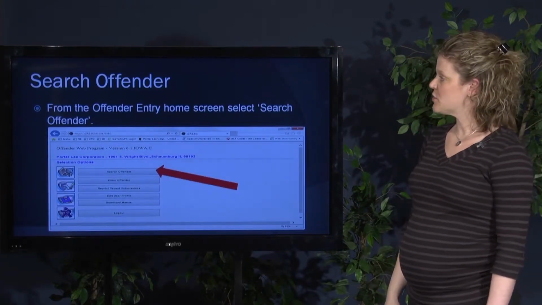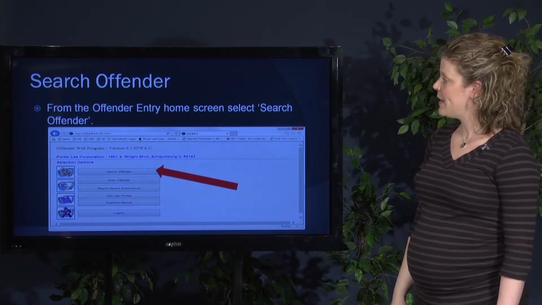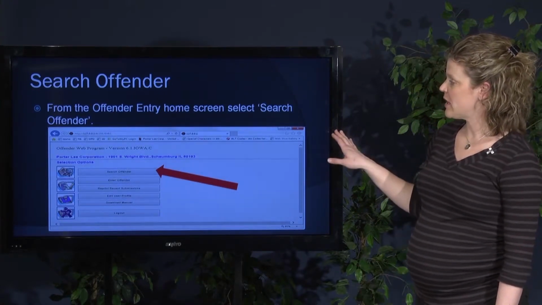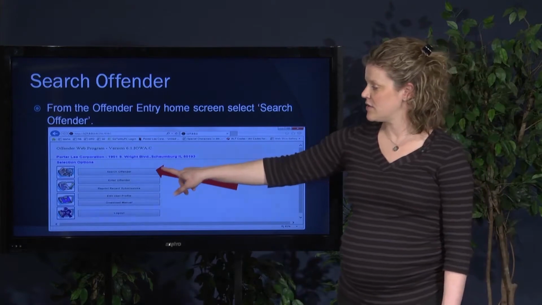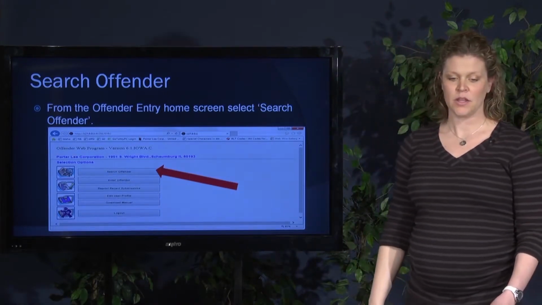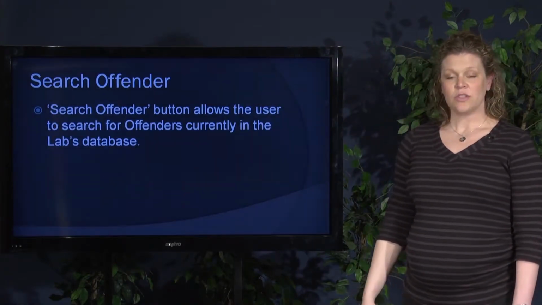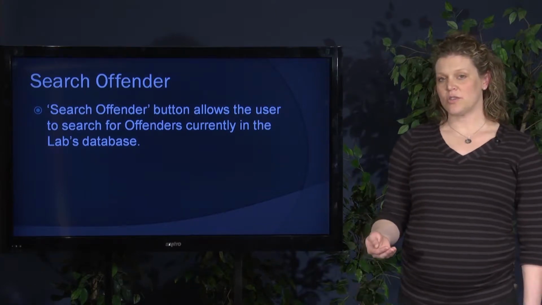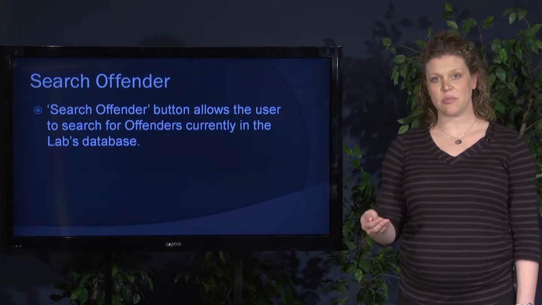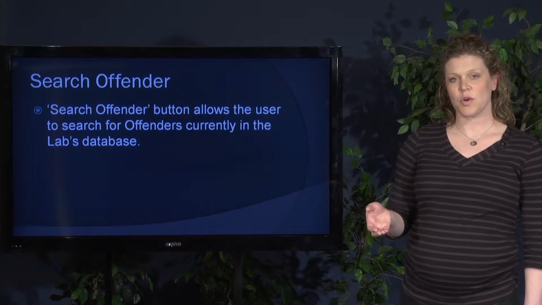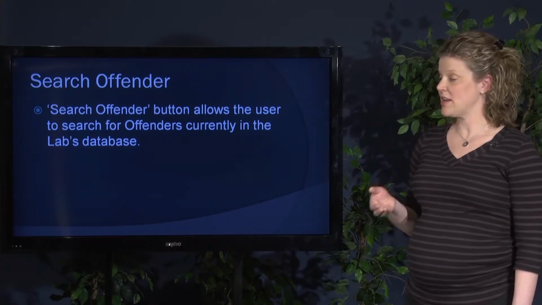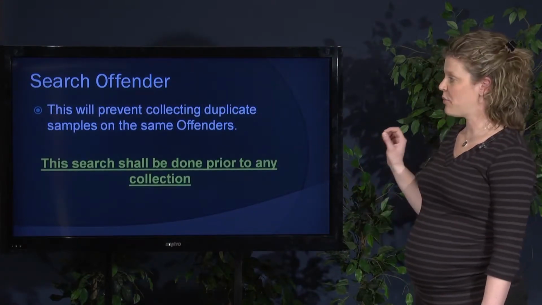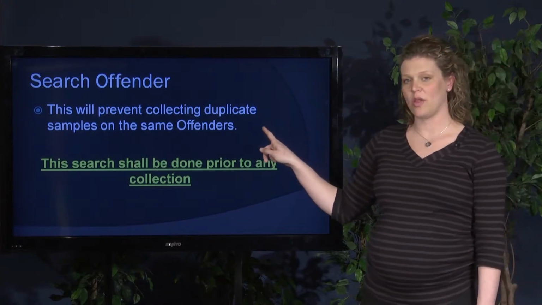All right, so let's start with search offender. From the offender home screen, we're going to go ahead and select the search offender button. What that's going to do for us, it's going to allow you as a user to search our current database. What is in the laboratory database? This is going to provide us with a prevention for duplicate sample collection.